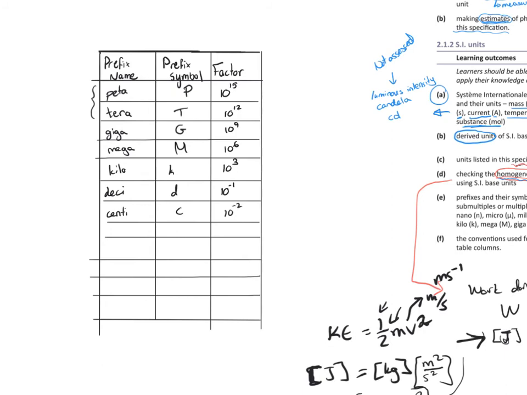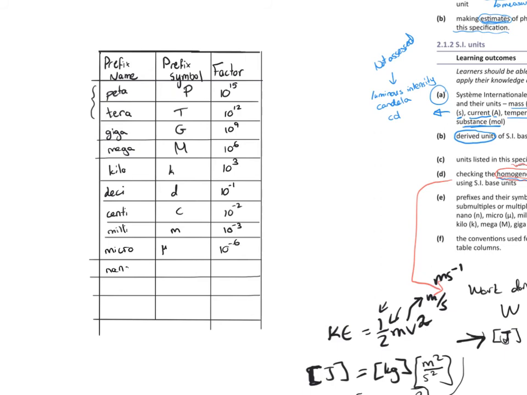Centi, lowercase c. Then you have milli, lowercase m, which is 10 to the minus 3. You also have micro. Now this is like a U with a line at the front. It is a lowercase Greek letter mu. That's 10 to the minus 6.